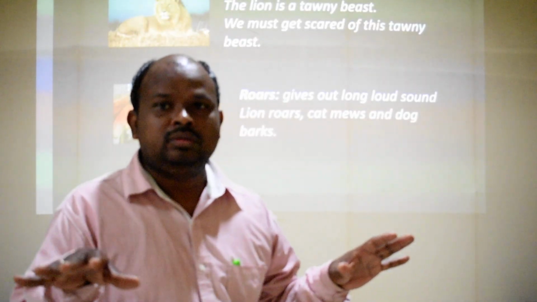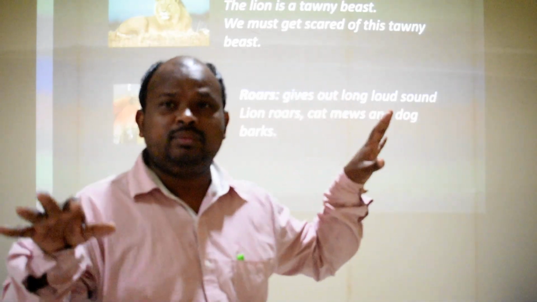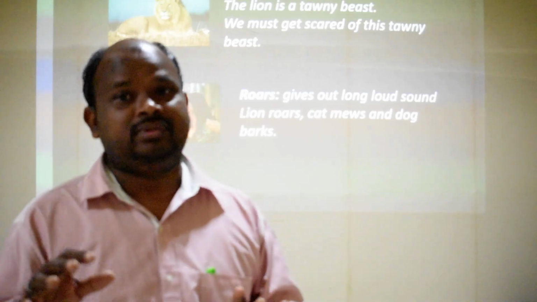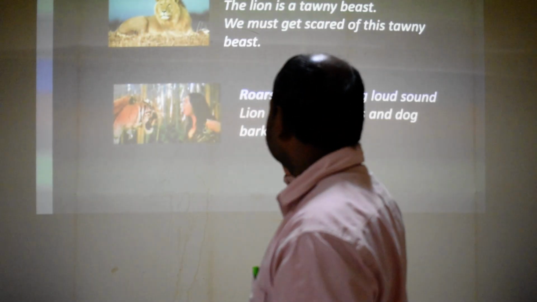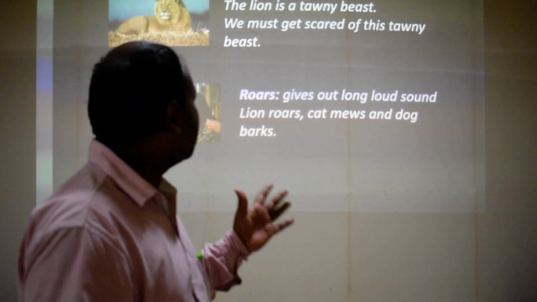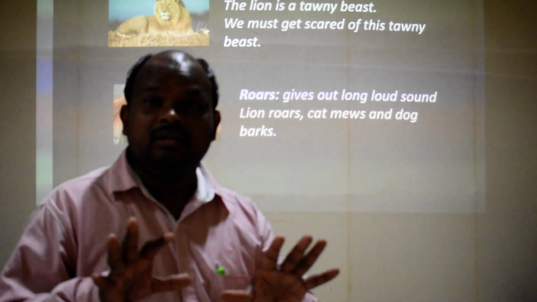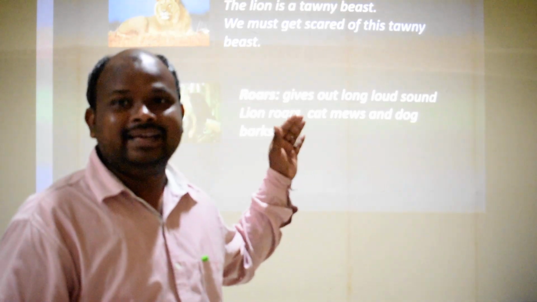Before we get into the real poem, I have given at the outset the meanings of the words which are very difficult, or which the poetess has used. We have the first one, tawny beast. What is the meaning of tawny? Tawny is a brownish yellow, the color brownish yellow. And I have also used that word in a sentence.